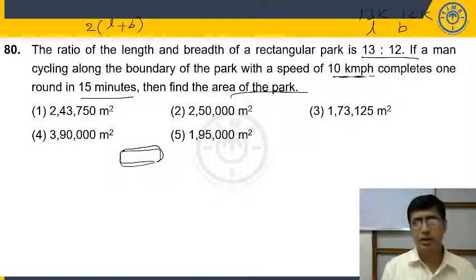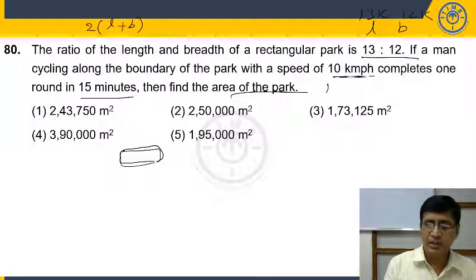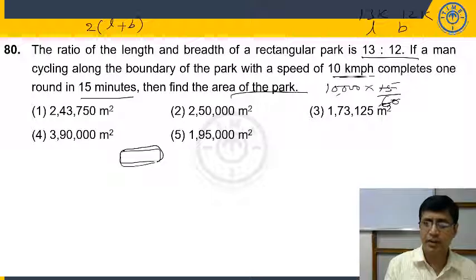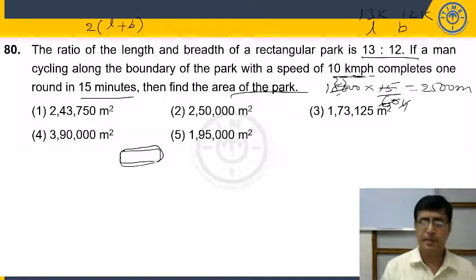Okay. Now what is the speed? 10 km per hour. 10 km per hour means how many meters? 10 into 1000, so it is 10,000. And the time is 15 minutes. 15 minutes means how much here? 15 by 60. Simplify this. It goes exactly 4 times, 4 here, 25 times. So what is the result? 2500 meters total distance covered.